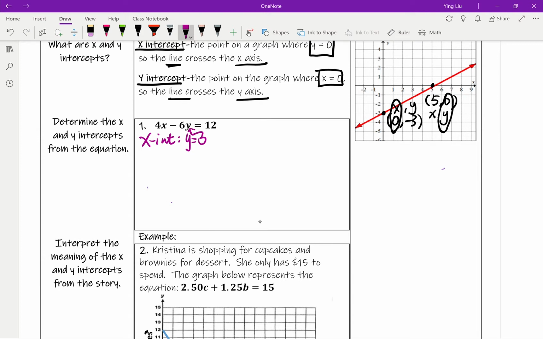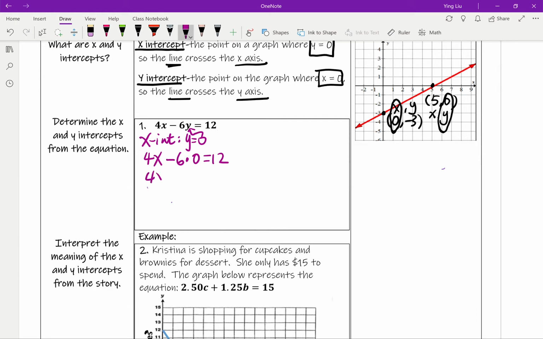And we're going to do 4x minus 6 times 0 equals 12, and we can solve for x. Because after we solve for x, then we'll have x comma 0. That's going to be the x-intercept. We just need to find out what x is. Okay, so let's solve for x.